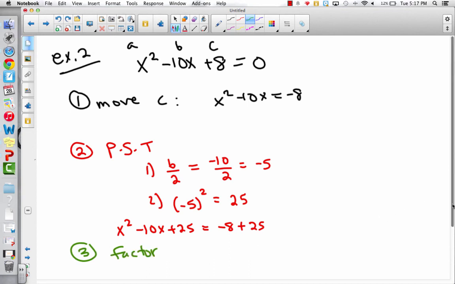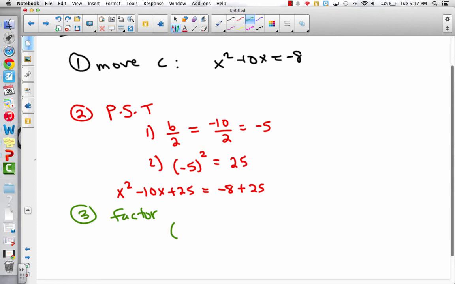So when we factor, we're going to get x minus 5 squared. Remember, this is the same as x minus 5 and x minus 5. If you're not sure if it works, negative 5 times negative 5 is positive 25, and negative 5 and negative 5 add to get negative 10. So x minus 5 squared equals, and then negative 8 plus 25 is going to get us 17. And then our very last step is step number 4, which is to solve.